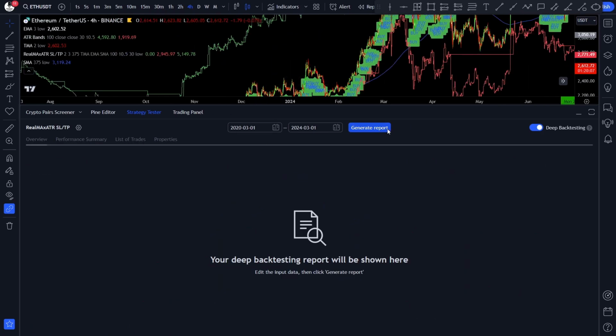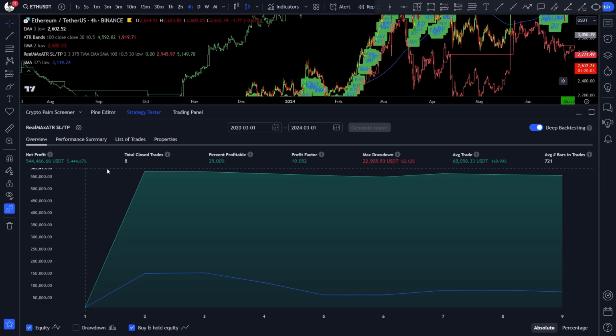Let's see the 4 hour. And now it's just 8 trades, and basically it got all of its profits from this first trade only, so I wouldn't bother trading it on the 4 hour.